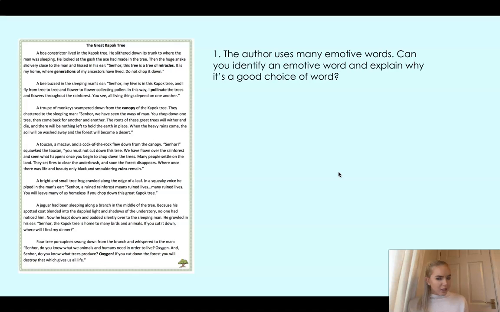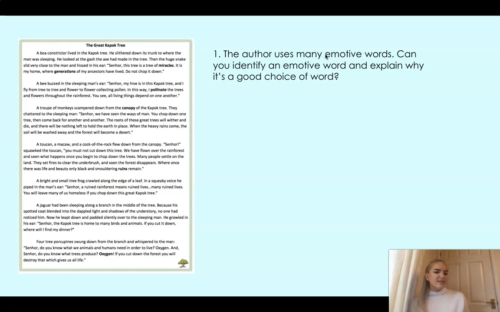Now, can you remember what the point of an emotive word is? What is an emotive word? That's right, an emotive word makes you feel an emotion. It's in the word. Emotive looks quite similar to the word emotion. So if a word makes you feel an emotion, what type of emotion are the animals trying to make the man feel throughout this story? That's right, the animals are trying to make the man feel guilty. They are trying to make the man feel quite bad and terrible for what they are doing. So they're trying to use lots of emotive words.